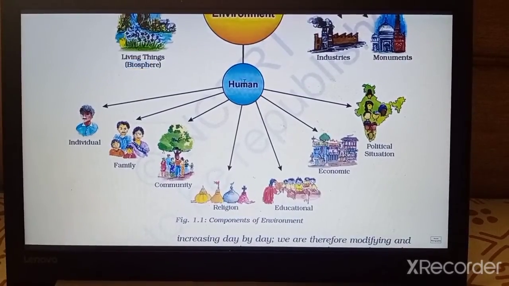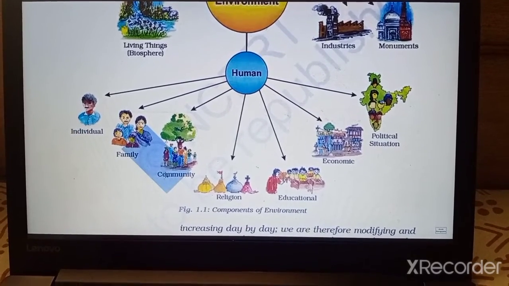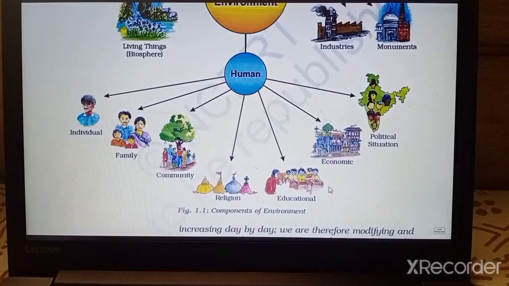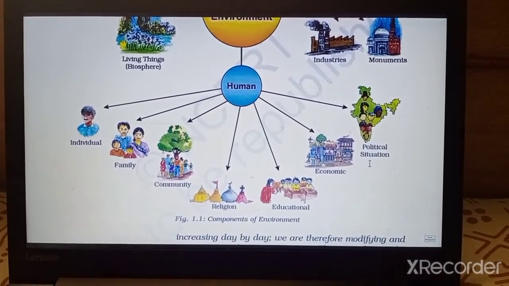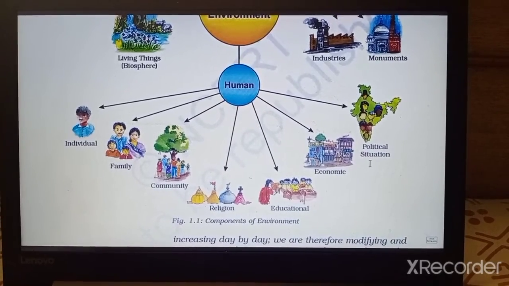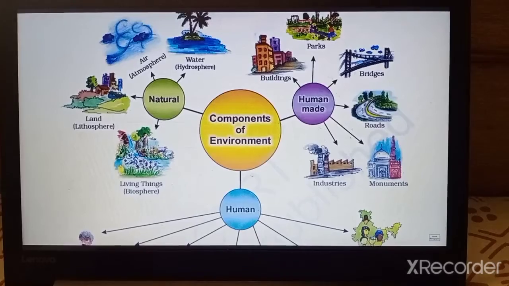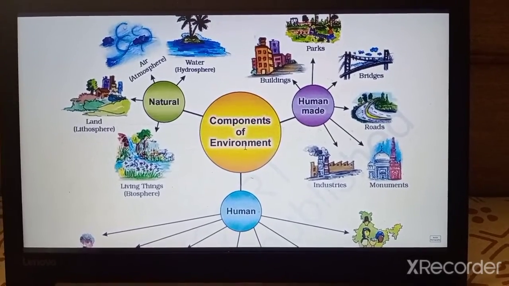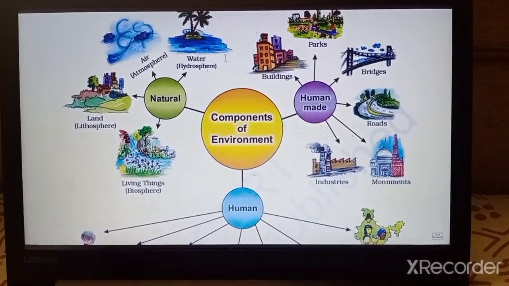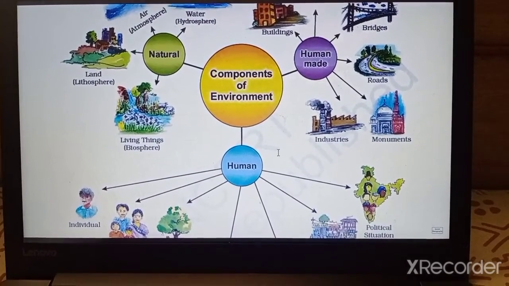And coming to the human category, that is every individual like us, family, community, religion, education, economic and political situation, all the groups and organizations that exist, comprising every individual. So these three categories are essential in forming the components of environment. And if you closely notice, everything is interdependent, dependent on each other, directly or indirectly.